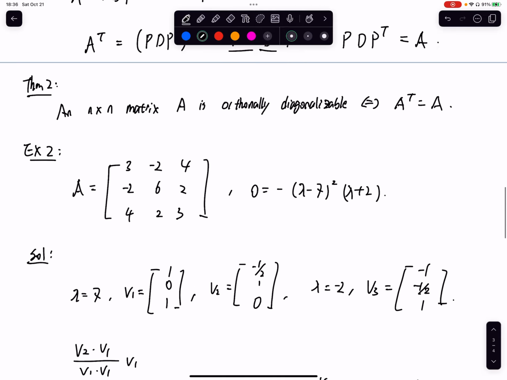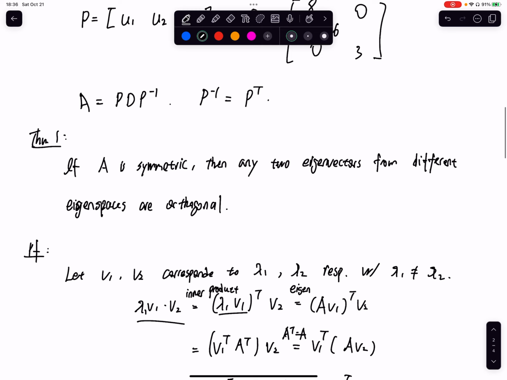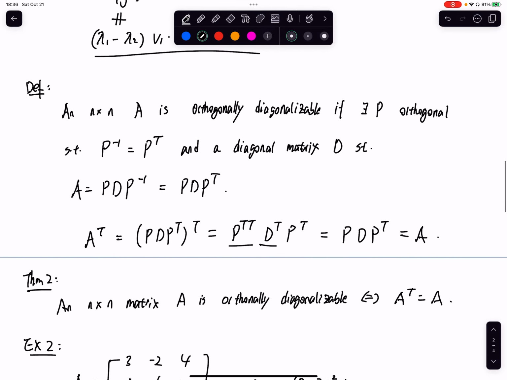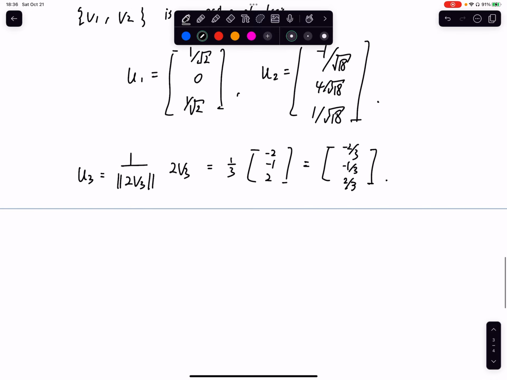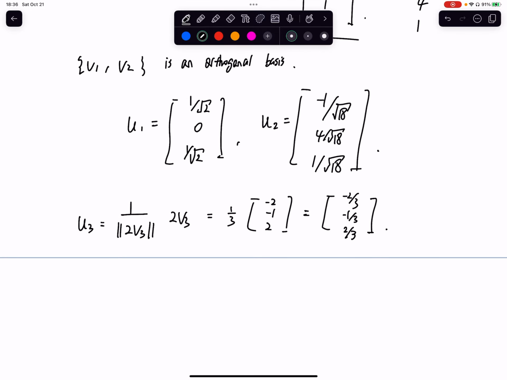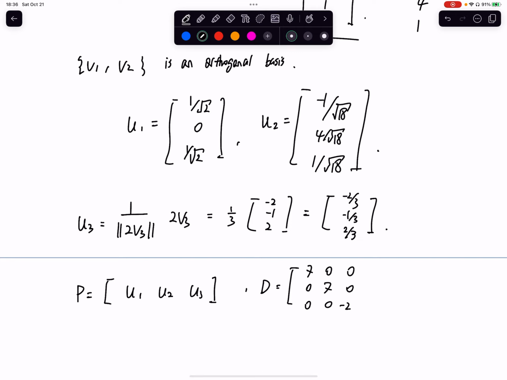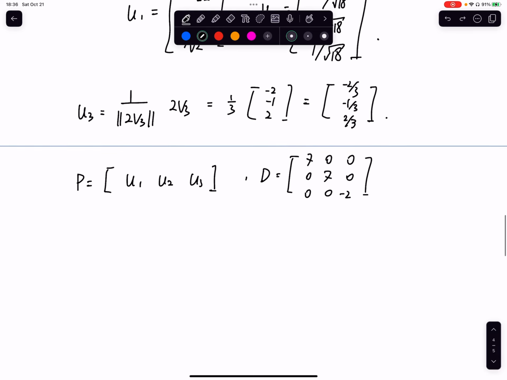According to the previous theorem, if A is symmetric, then any eigenvectors from different eigenspaces are orthogonal. So u3 is orthogonal to u2 and u1 respectively, so u1, u2, u3 is an orthonormal set. We can let P be [u1 u2 u3] and D equal to diag(7, 7, -2), because the eigenvalue 7 has multiplicity 2.